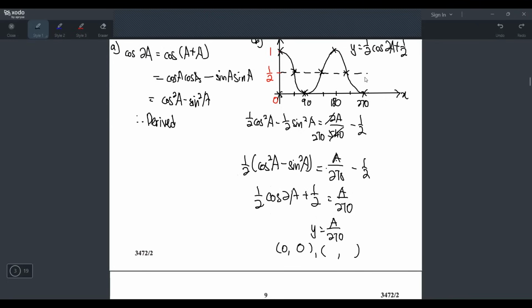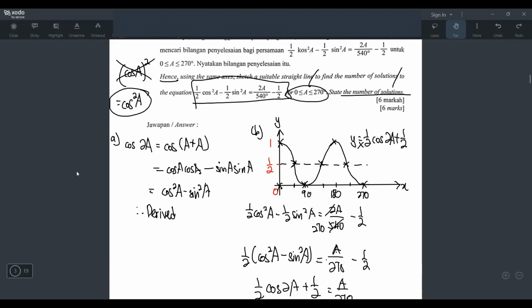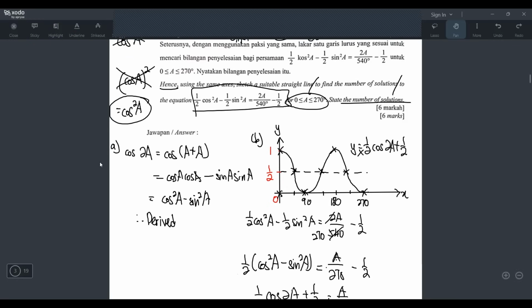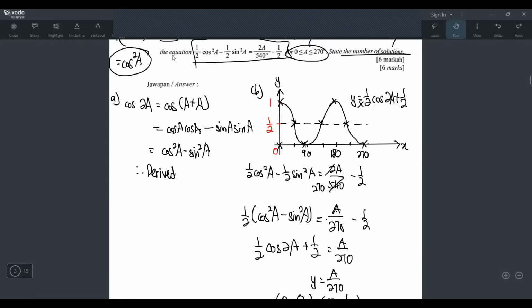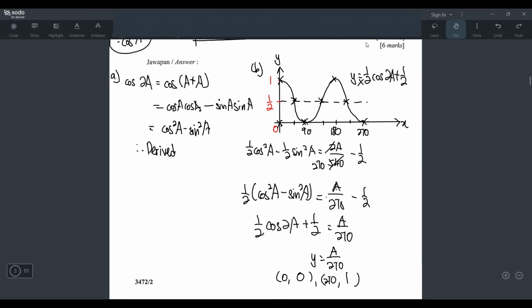So can you suggest another point you want to use? You can use 90, 180, all also can. But if I am you, I think I'll use 270, because if the x is 270, your A is 270 now, okay? So 270 divided by 270 is 1. So (270, 1) is here. And you can draw your line easily now. I don't understand why they put A here. They should have put x actually, because the x-axis is x, but never mind. Okay, let's draw the line now.